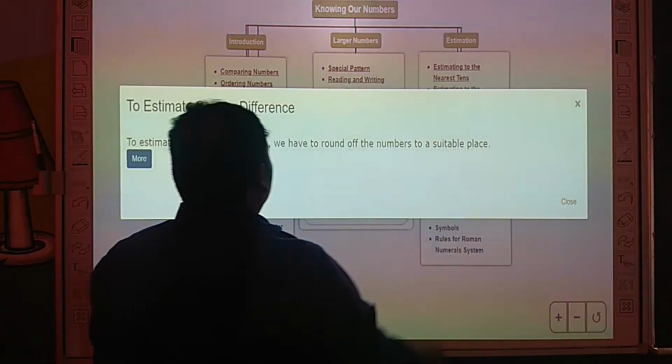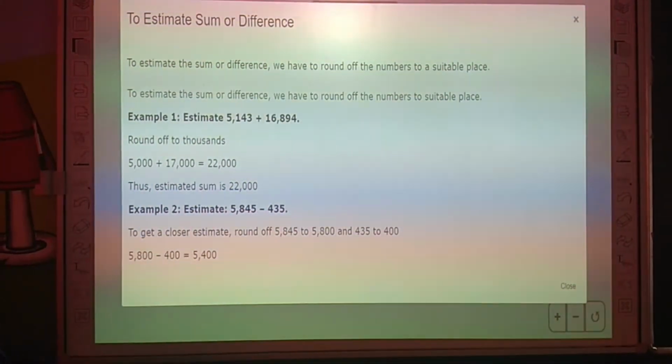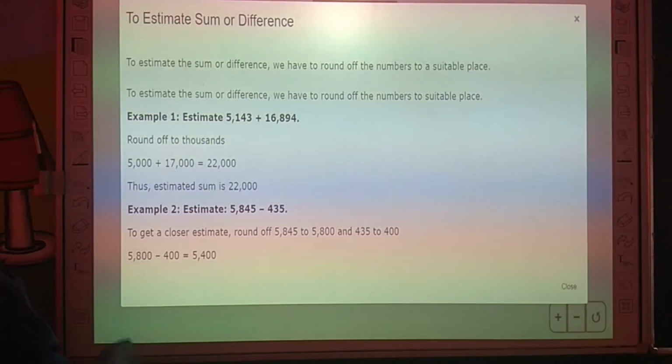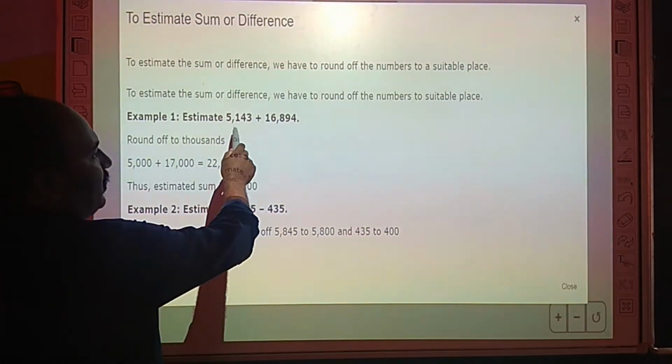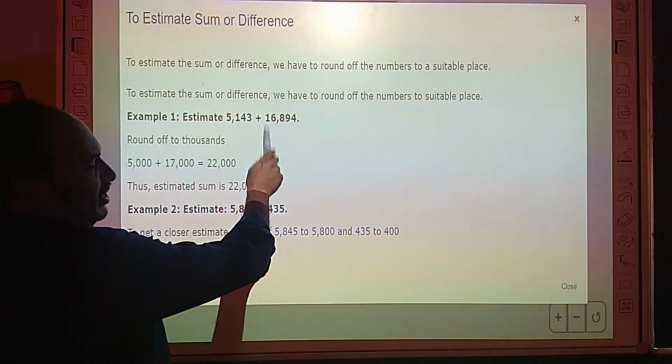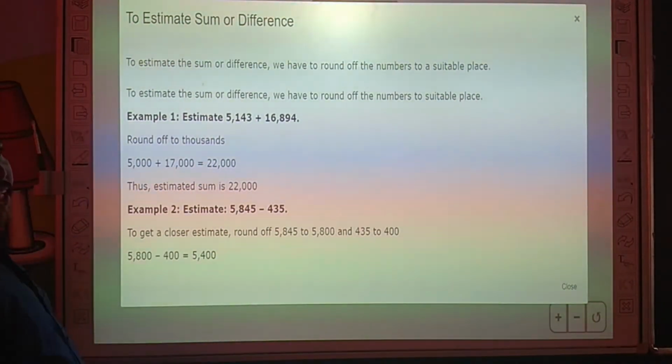The next one, estimation of sum or difference. Estimate, sum or difference. The first example is: estimate 5,143 plus 16,894, rounded to the nearest thousands.